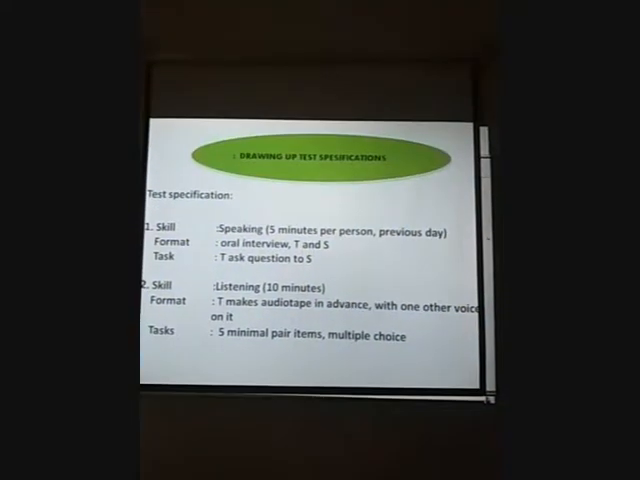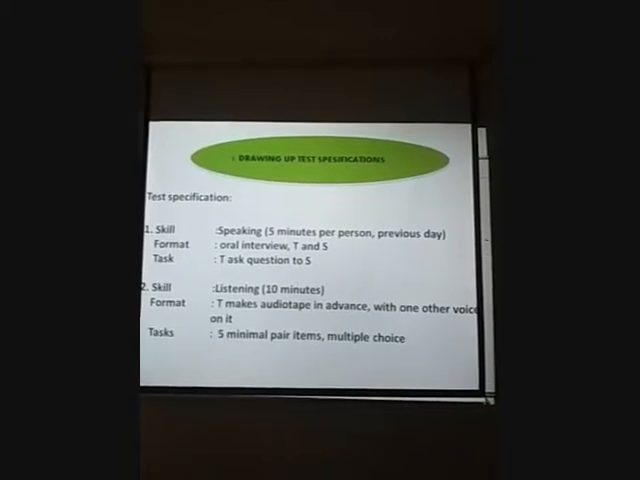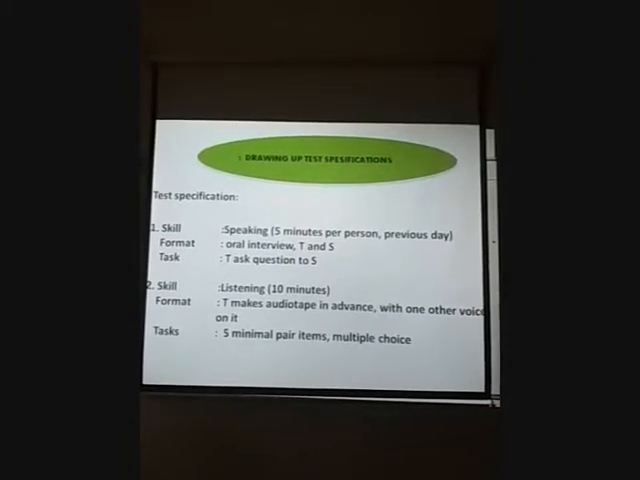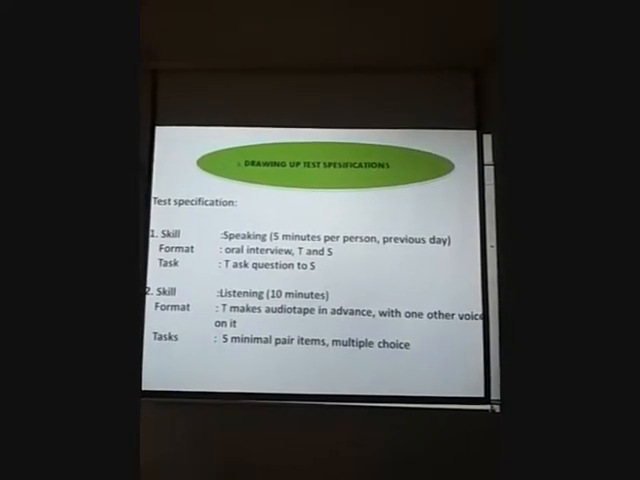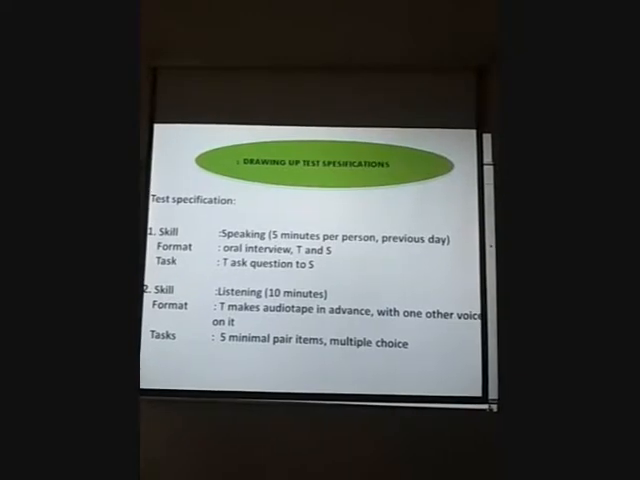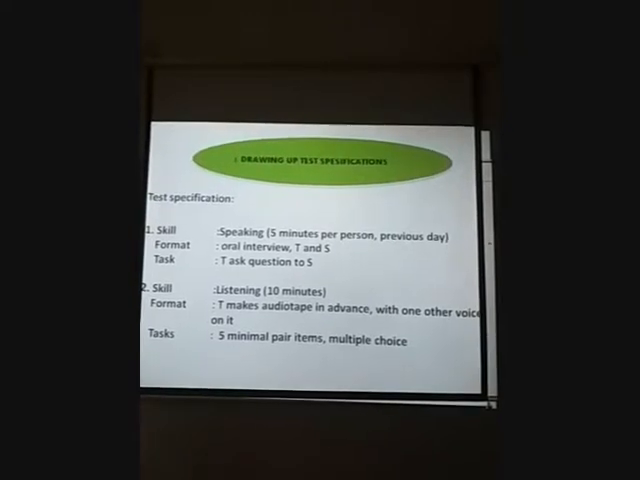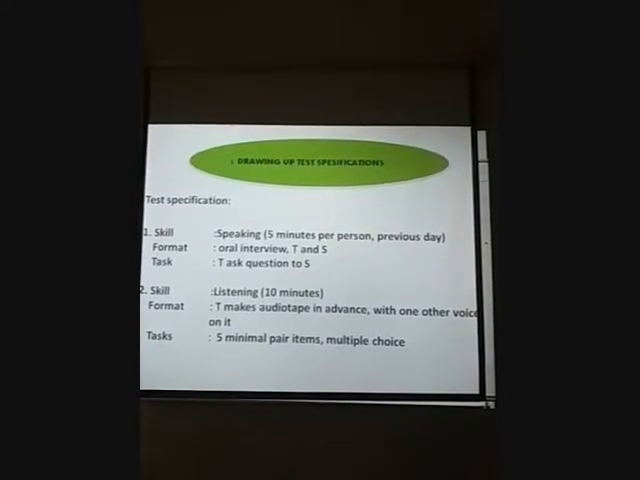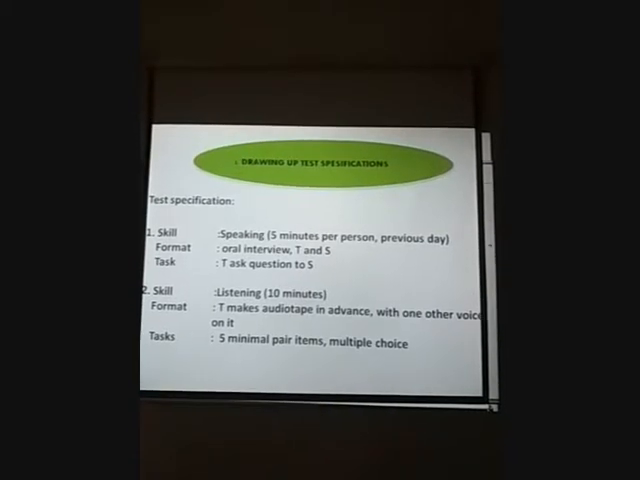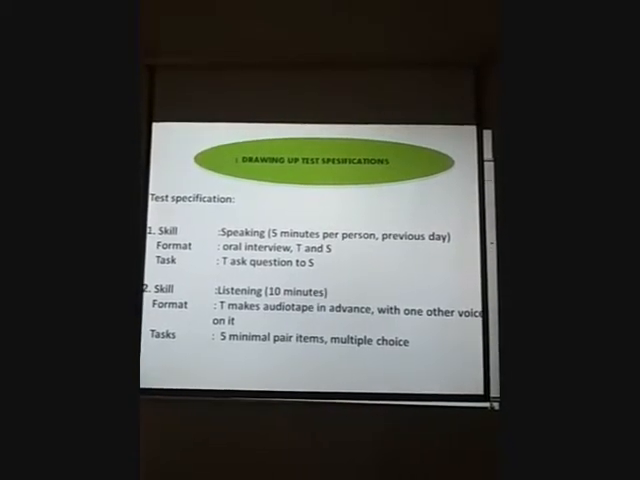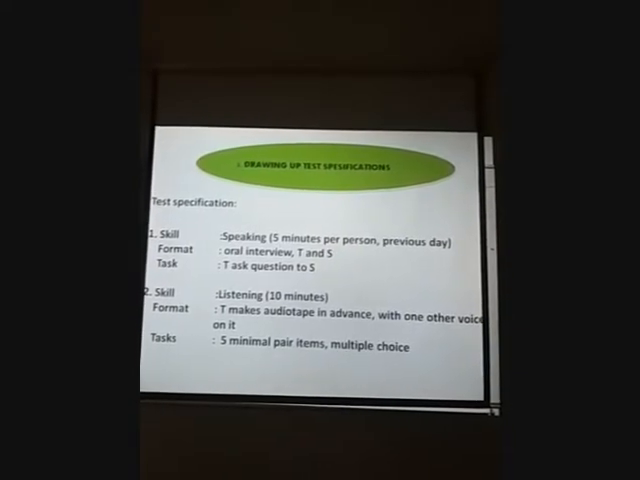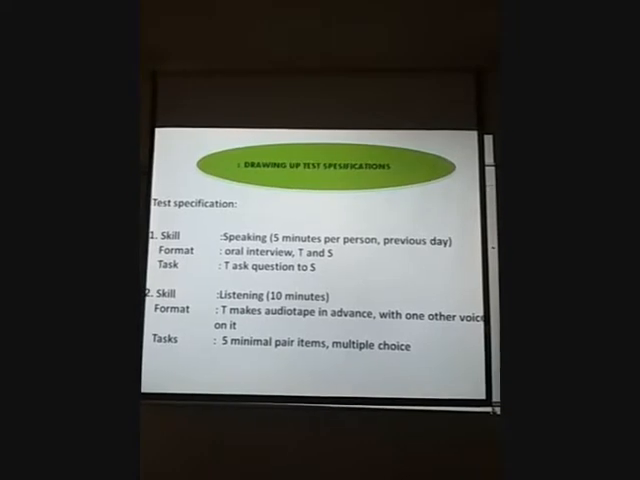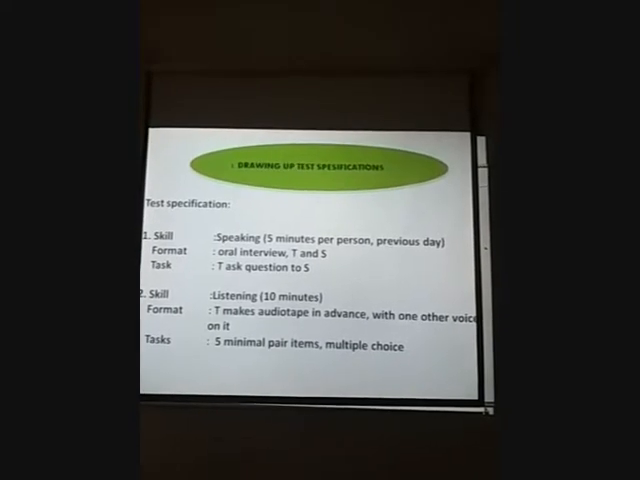Next is about test specification. In drawing up the test specification, there are some skills. For instance, the first skill, speaking: you have to make it 5 minutes per person, previous day, and the format is an oral interview between teacher and students, and the task is the teacher asks questions to students. The second skill, listening, for instance, 10 minutes. Format, the teacher makes an audio tape in advance with one other voice on it, and the task, 5 minimal pairs items, multiple choice.